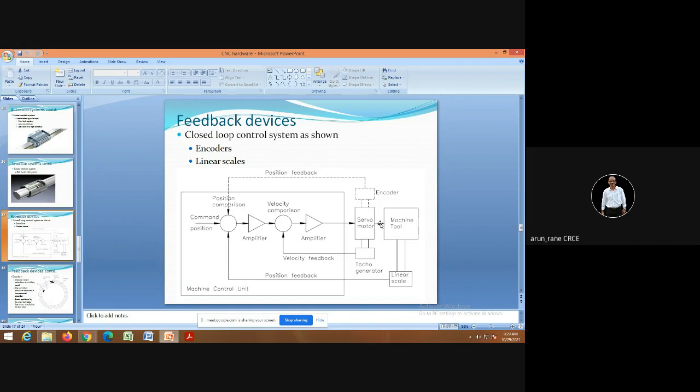Now let us consider only one servo motor, like let us consider only one axis, say the longitudinal axis. So at the end of the axis, that is at the end of the screw, a servo motor is fitted, and on the servo motor either you have an encoder, that is shown by dotted lines, or you have a tacho generator.